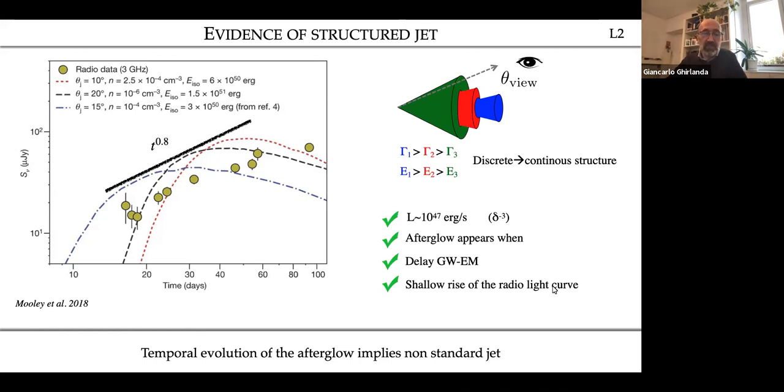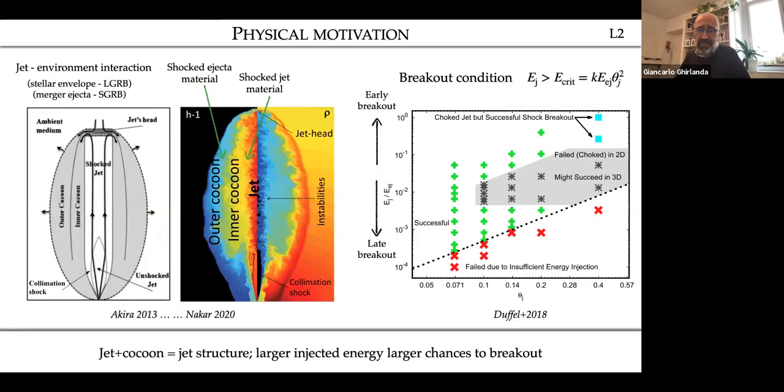So what is the physical motivation of a structured jet? Why jets in gamma-ray bursts, and this argument is valid both for long and short, could have a structure? The reason is most likely related to the fact that the jet, which is launched by the central engine, has to propagate within a medium, which is either the envelope of the star or the ejecta, which were launched before the launch of the jet by the merger of the compact objects. So we have all the different types of ejecta, from the tidal to the wind ejecta. But in general, this is the medium, okay?